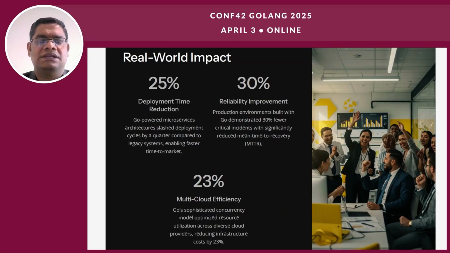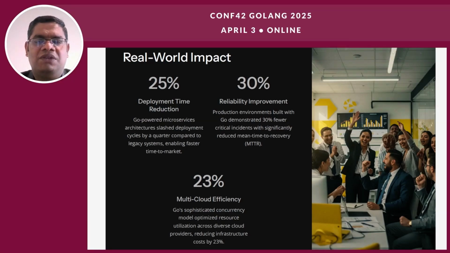By having this, what is the real-world impact for your enterprise applications? It reduces the deployment period by 25%, where the microservices architecture slashed its deployment cycles by a quarter compared to the old legacy systems, and it also helps bring applications to market faster.